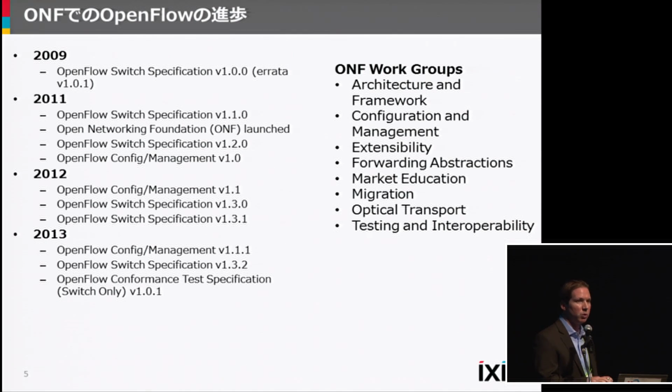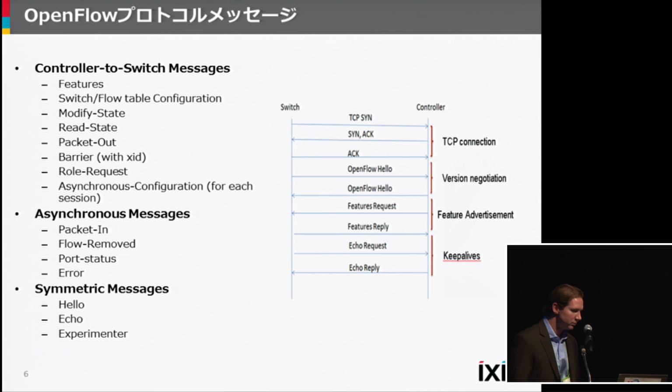Optical transport is quite interesting because OpenFlow is becoming a protocol that can be used to control the optical layer. So companies like Adva, Ciena, Cyan, and others, Fujitsu is in there, are looking at using OpenFlow to configure and provision the optical layer. And then there's testing and interoperability, and I'll go into more detail on the work we're doing there.